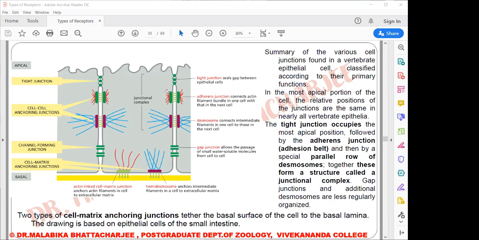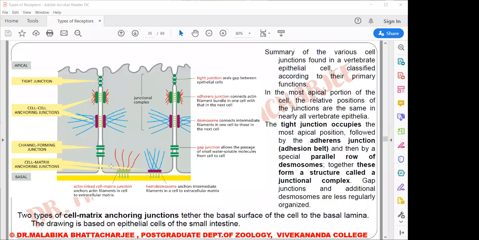Apart from that, you can see there's another junction mentioned here, the adherens junction. This is very much associated with the cytoskeletal network of the cell. And we'll not be taking this one in detail. You'll be studying the cytoskeleton. So that is enough, there's no point in going into the details of these junctions.